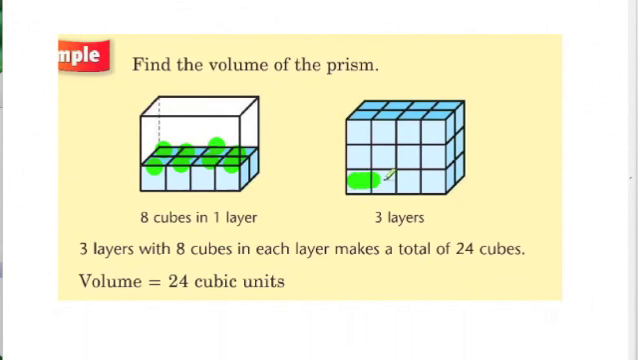So we can see there's 1 layer with 8 cubes here, which we counted earlier, so that's 8. Then we have our second layer of 8 more cubes, and 8 plus 8 is 16. And then we have 1 more layer of 8 cubes, so we had 16, now we add 8 more, which would give us 24. So the volume of this prism would be 24 cubic units. The volume is what we're measuring inside. So inside this prism, there are 24 of these square cubes.